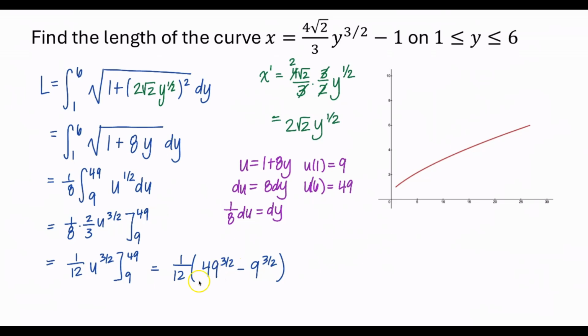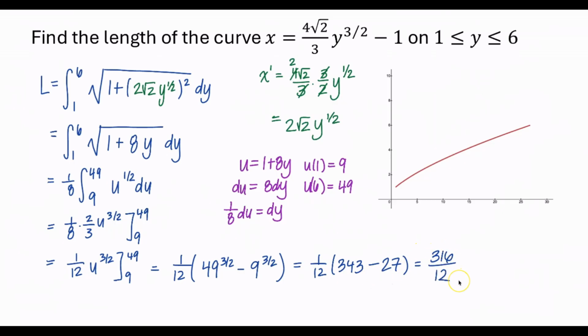So 49 to the 3 over 2 is 343. So I have 1 over 12 times 343 minus, and here we can find the square root of 9, which is 3, and 3 cubed is 27. So we have 343 minus 27. So that's going to be 316. So we're going to have 316 over 12.